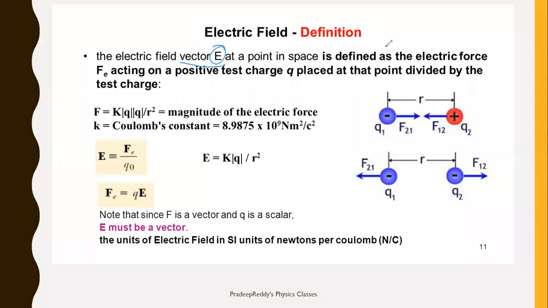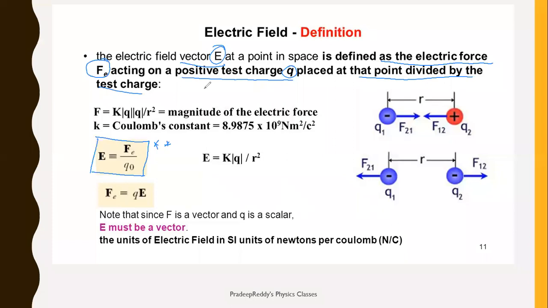Now, electric field is defined as the electric force acting on a positive test charge q placed at that point divided by the test charge. So it is simply E is equal to Fe divided by q. This is what we have already learned.